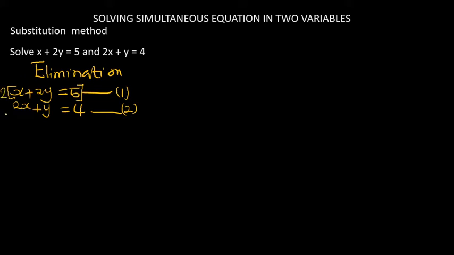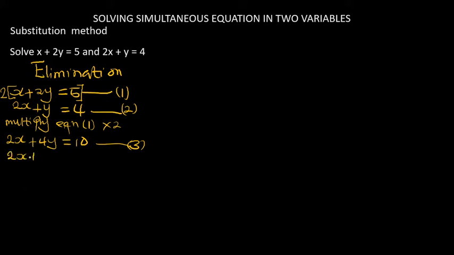Now let's put that here. Multiply equation 1 by 2. Alright, so if we do that, we'll have 2x plus 2 times 2y, 4y, and 2 times 5 gives us 10. Beautiful. Let's call this equation 3. And then let's rewrite our equation 2: 2x plus y equals 4. This time let's call it equation 4.